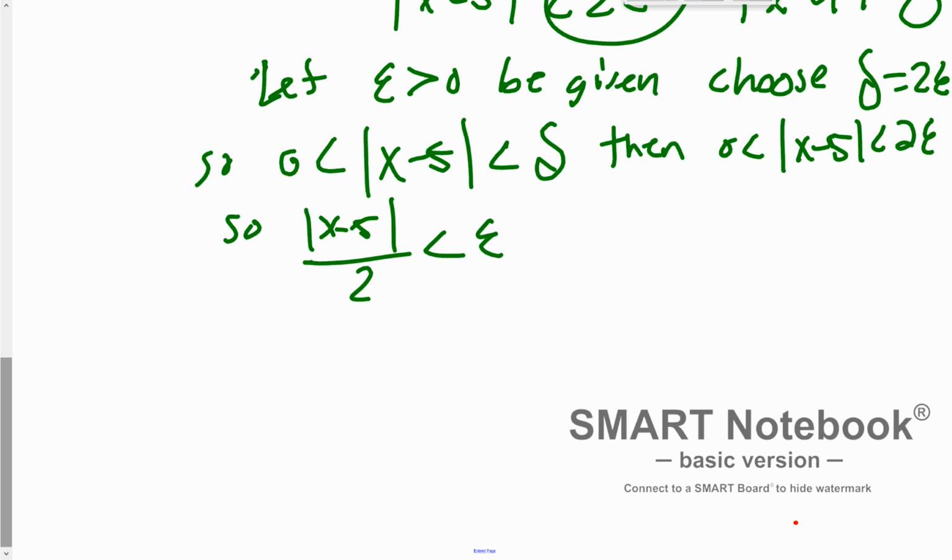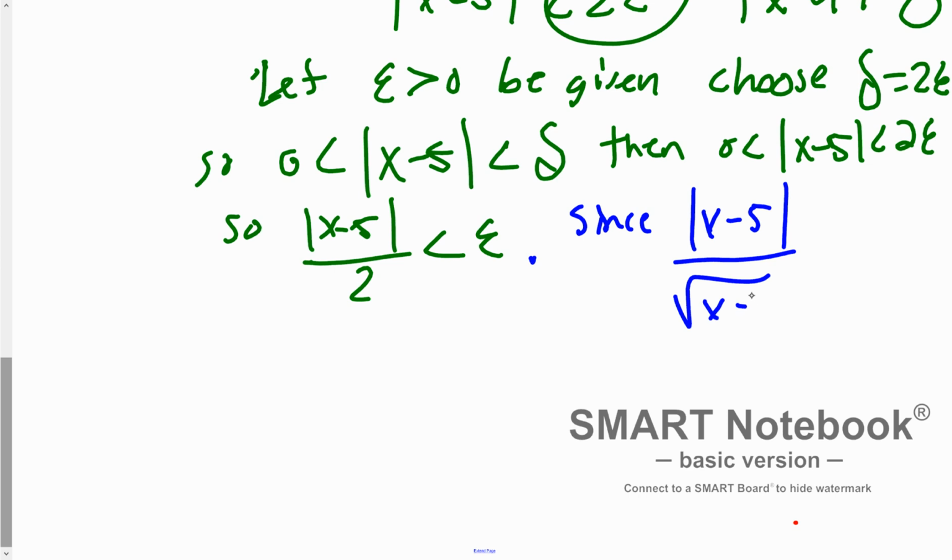Okay, and hopefully now this part is going to make sense. A little side work. Since |x - 5|/2 is less than epsilon, and |x - 5|/(√(x - 1) + 2) is less than |x - 5|/2, that's less than that because this is a bigger denominator, so it's going to be smaller than that.